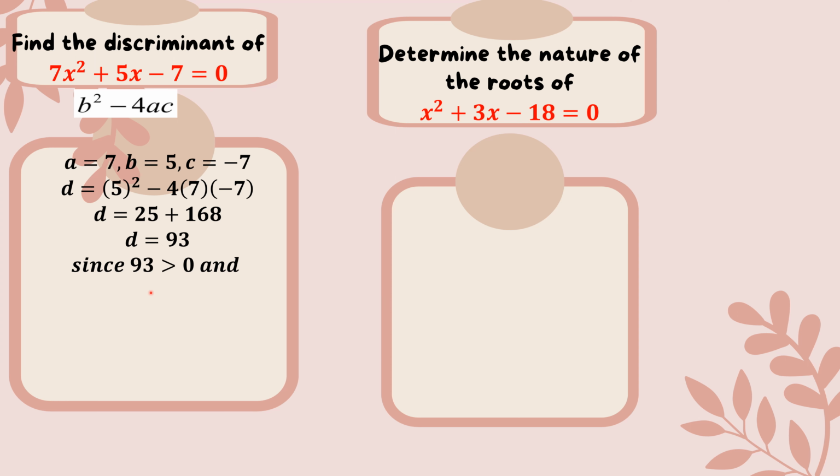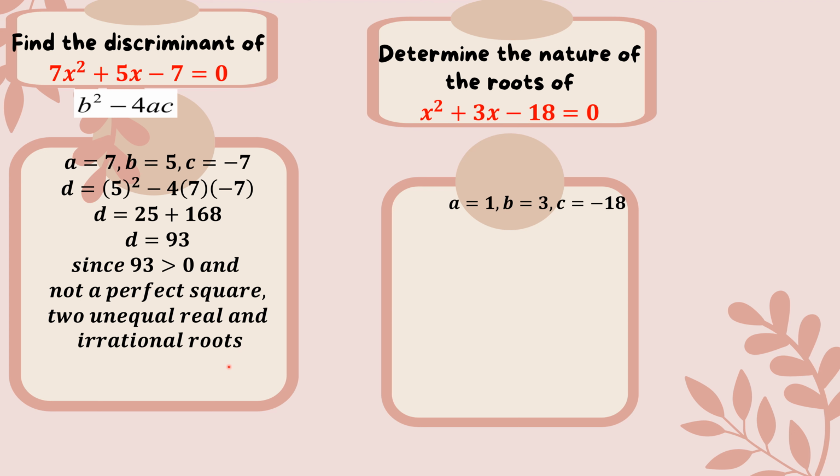Remember that 93 is greater than 0 and 93 is not a perfect square. So if it is greater than 0 but not a perfect square, then there are two unequal real but irrational roots. Again, if the discriminant is greater than 0 and not a perfect square, there are two real roots but they are irrational. Unlike the perfect square, where there are two real unequal but rational roots. So I hope you can cite the difference between greater than 0 with a perfect square and not a perfect square. Let's proceed to the second example.